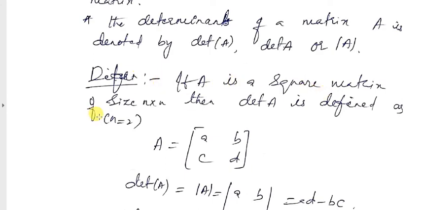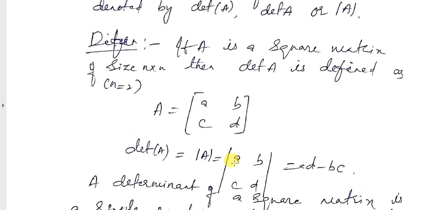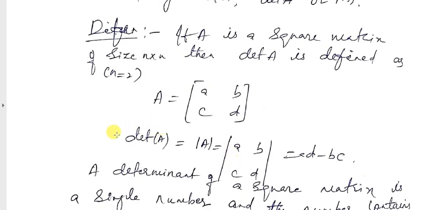If A is a square matrix of size n cross n, then determinant A is defined as follows. Here I will take a 2 cross 2 matrix to define the determinant A. Let A be the matrix with rows a, b and c, d. Then what is the determinant of this 2 cross 2 matrix? The notation is det A or modulus A, which is equal to the determinant with a, b, c, d, and the value is ad minus bc.